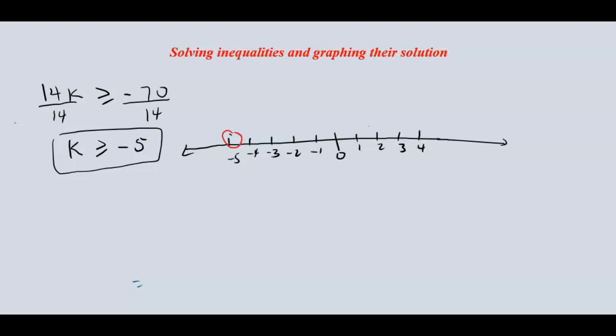Now, they say greater than or equal to. Because it's greater than or equal to, we have to close the circle, shading the inside of the circle. And since it's greater, we draw an arrow on the right side of the circle, all the way to the end. So that's k greater than or equal to -5.